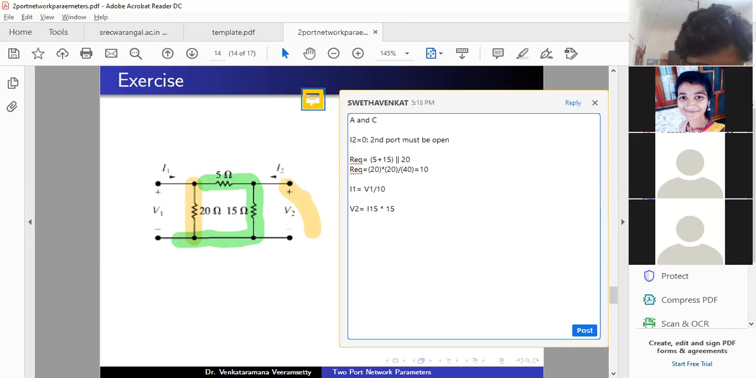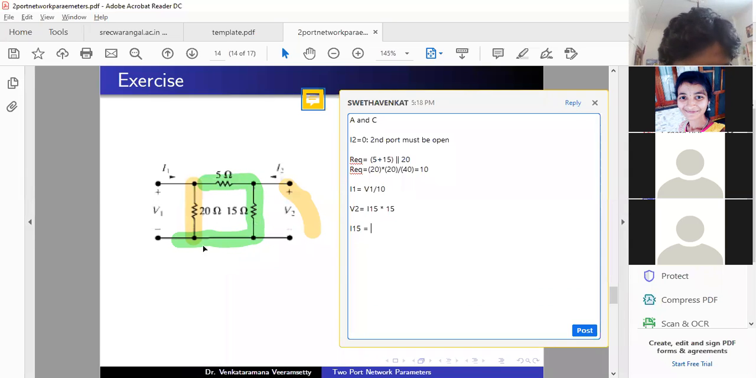Now I want to calculate the value of the current flowing through the 15 ohm resistance. That is the current flowing through this branch, the blue color one. There are two parallel paths: one is the 20 ohm, and another is 15 plus 5, which is also 20 ohm. The current flowing through the 5 ohm resistance is the same current flowing through the 15 ohm resistance.